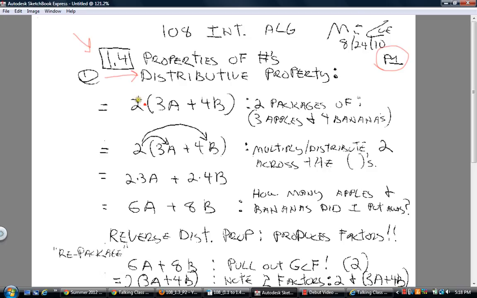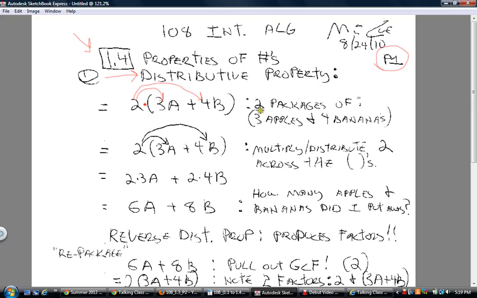So a lot of you are comfortable with this. You know the distributive property means they take the 2 multiplied by the first term, so 2 times 3a is what we're trying to show here, and then 2 times 4b is what we're trying to show with these little arching lobe symbols going down here. So 2 times 3a, you multiply the coefficients and you get 6a, and 2 times 4b is 8b, and so you're left with 6 apples and 8 bananas.